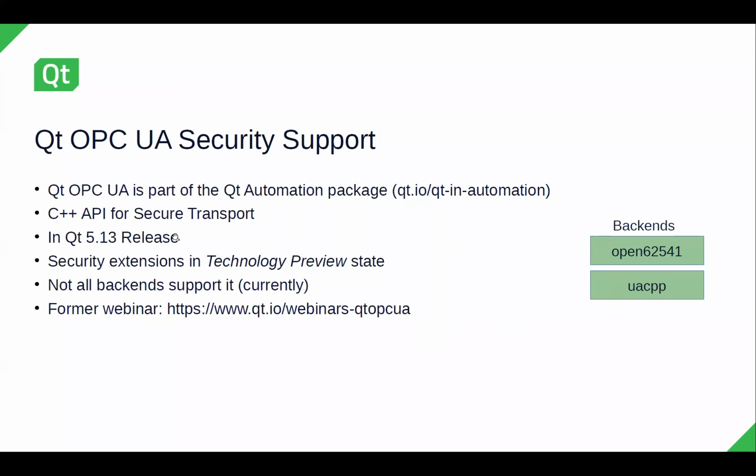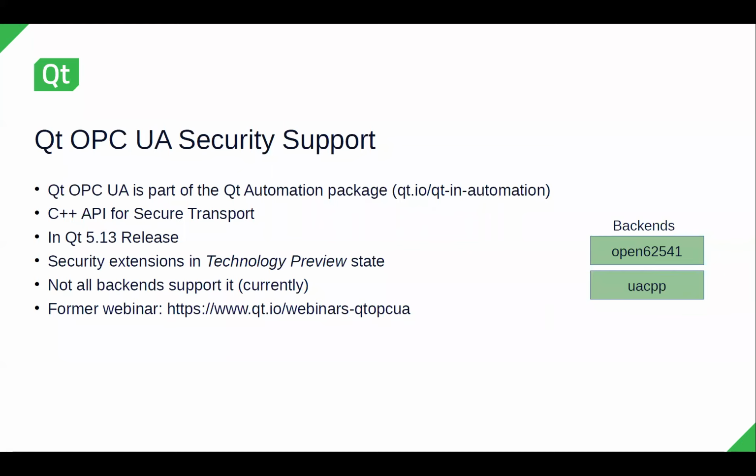At the moment, we have two backends, the Open62541 backend and the UA CPP backend. And the current support is only by the UA CPP backend, because for Open62541, we have to wait for the 0.4 release to support it. On Gerrit, there are already changes which you can apply manually to make it supported by the master branch, but it's not officially supported in the 5.13 release.